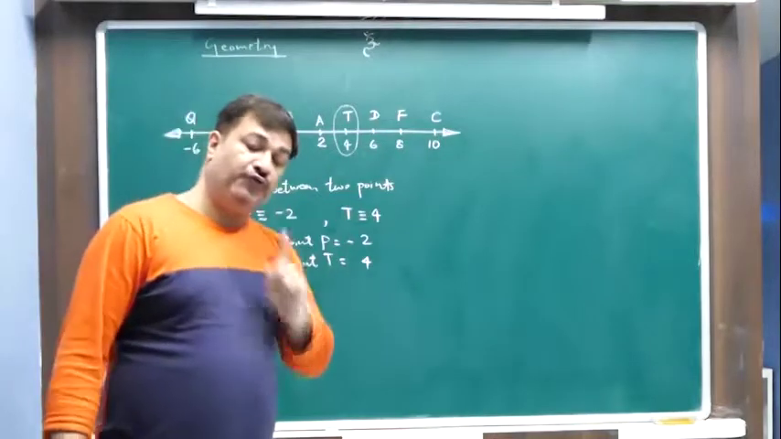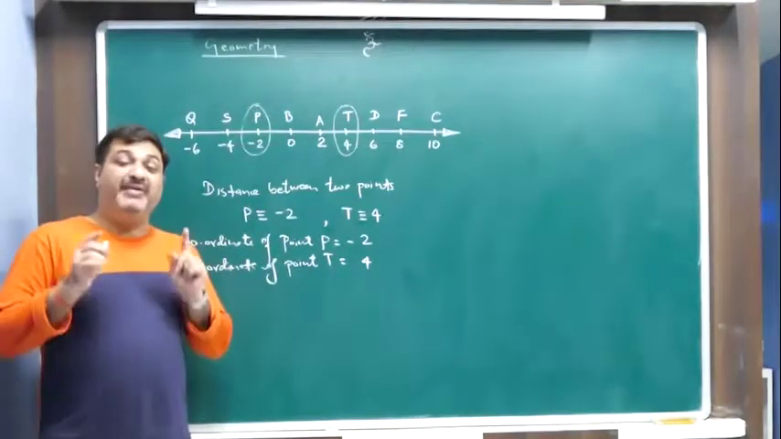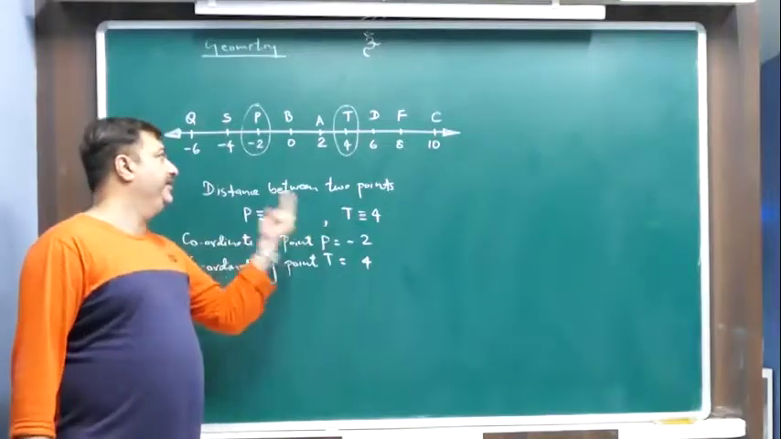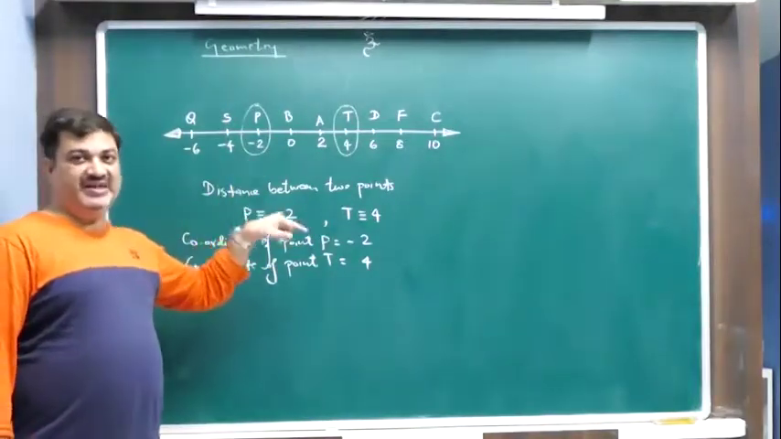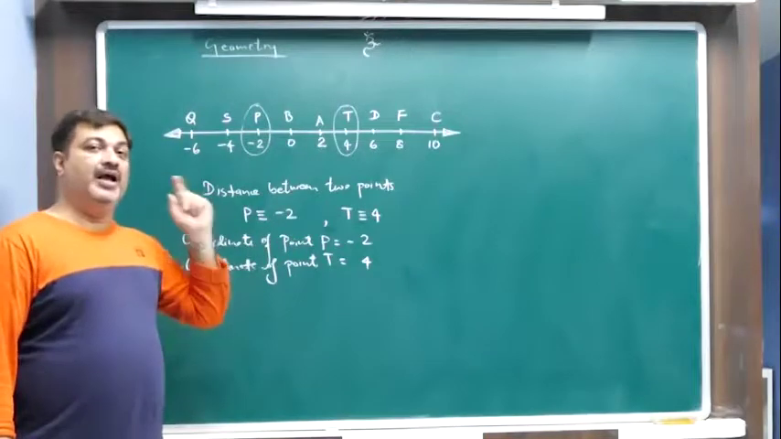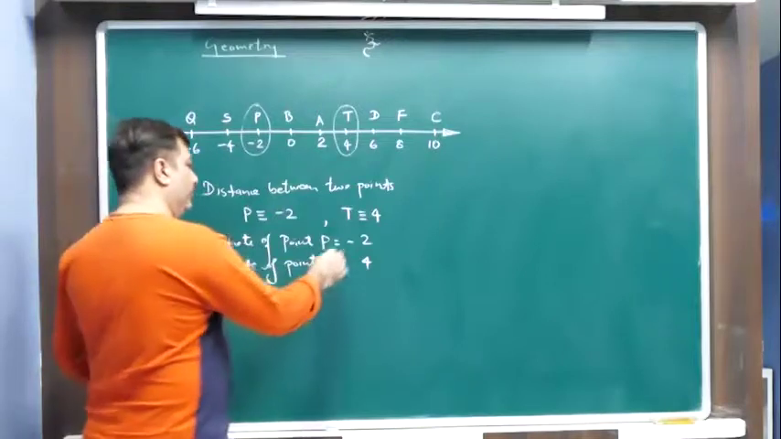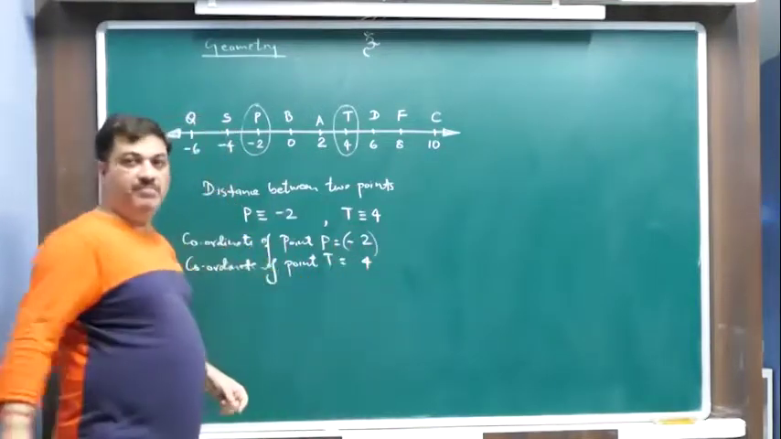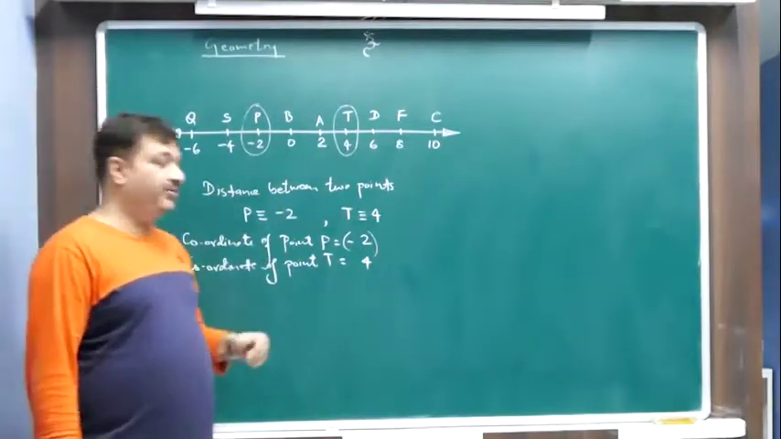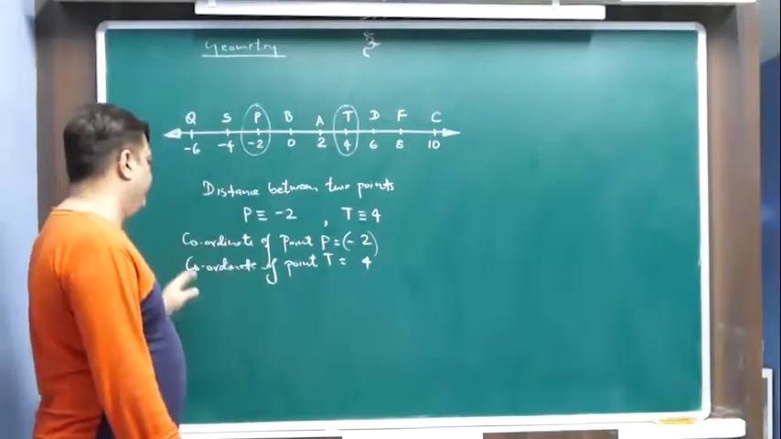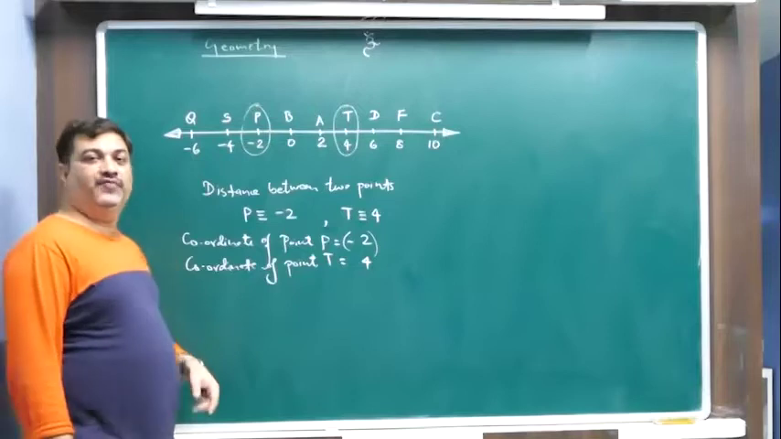The first thing is you have to write the coordinates of the points between whom the distance you are finding. For example, you are finding the distance between P and T, right? So you should know the coordinate of P and the coordinate of T. So coordinate of P is -2. Whenever you have a negative number, like -2, try to put it in a bracket, it is always safer. Okay? Then coordinate of point T is 4.